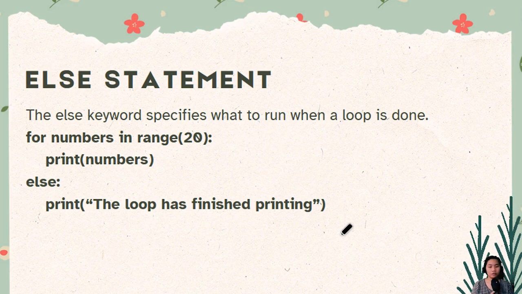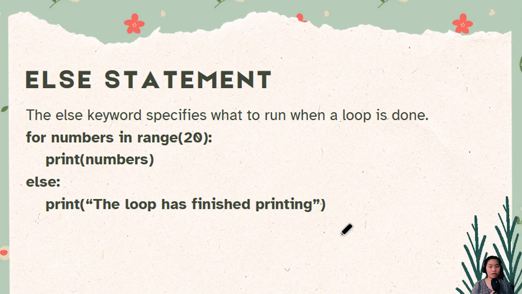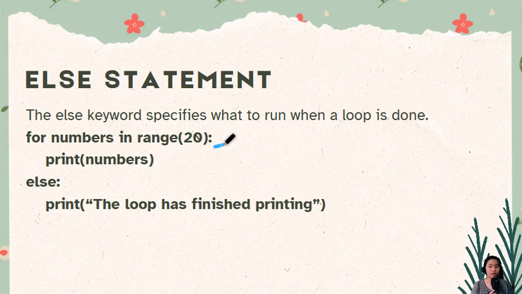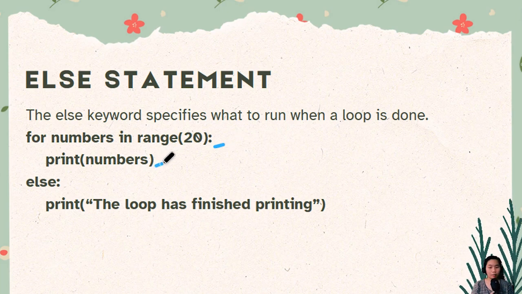Let's move on to the first part, which is the else statement. So the else keyword specifies what to run after a loop is done. Okay, so once the loop is done looping, you can put something like else, the loop has finished, printing, for example. Okay, as I've had here, for numbers in range 20, so this would print 0 up to 19 and then print numbers.